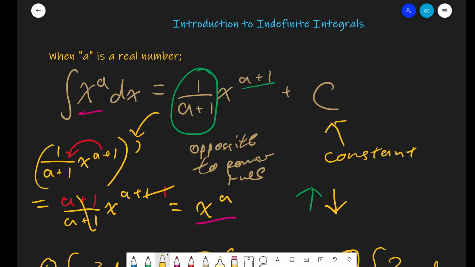So this is the rule, or property, I've introduced to you for integrating x to any real number power. Oh, I forgot to mention, very important: this only works when a does not equal negative 1.